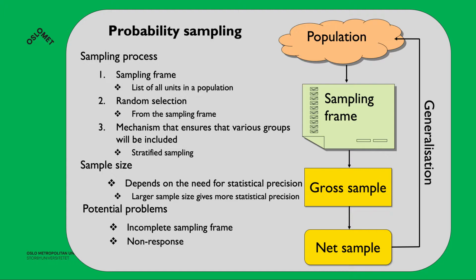You can say that, okay, the trust level in Norway is this and that, and the trust level in Kenya is this and that, because we have a net sample which is representative for the population of Norway and Kenya as a whole.